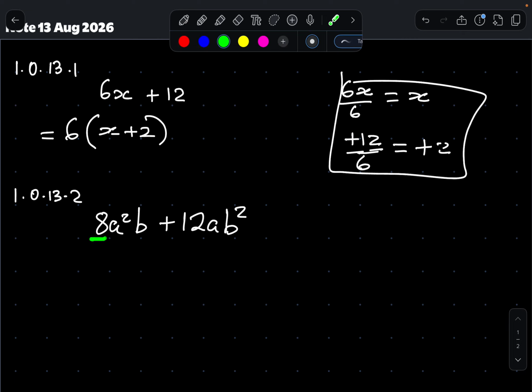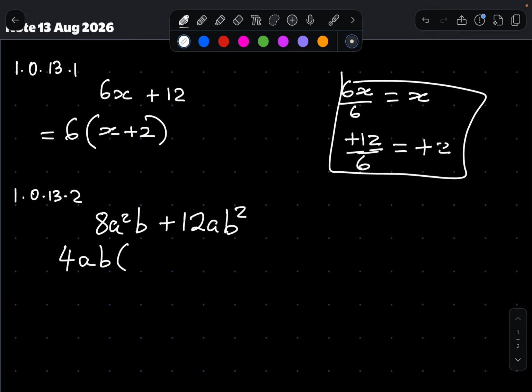And then if you check, between 8 and 12, the number that can go into both is 4. That is the biggest. You can be tempted to say, but 2 can go. Yes, 2 can go, but that is not the highest common factor. The highest number that can go into 8 and 12 is 4. So it's going to be 4. And then in terms of letters, a squared and a, you always take the one with the smaller exponent. So between a squared and a, the smaller exponent is a. And then between b and b squared, the smallest exponent is b.